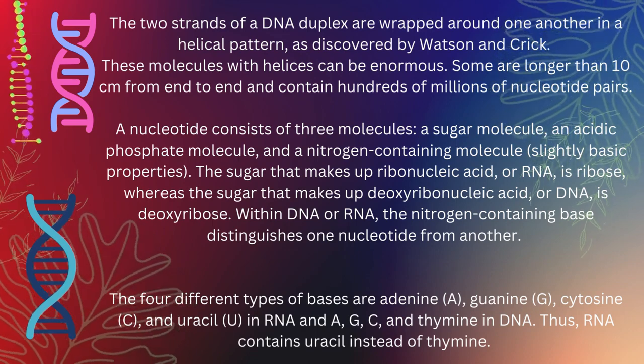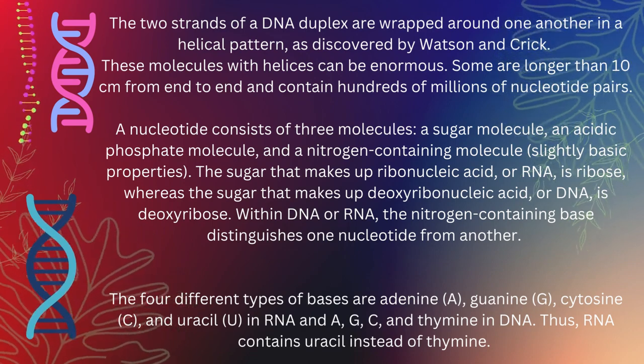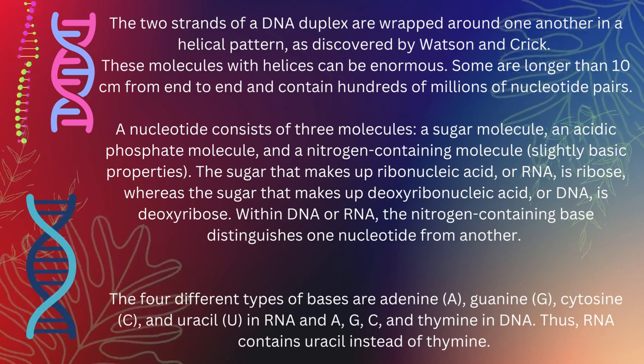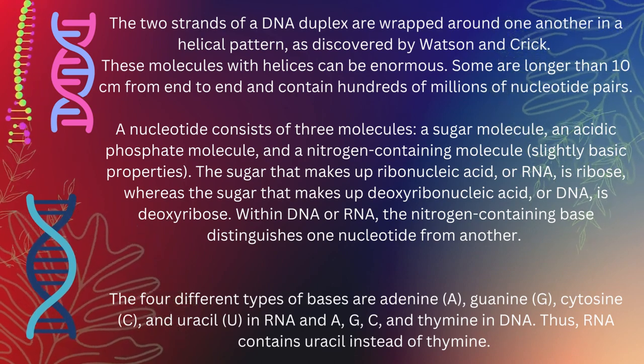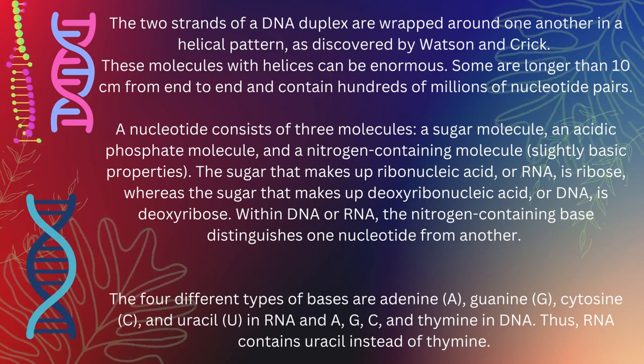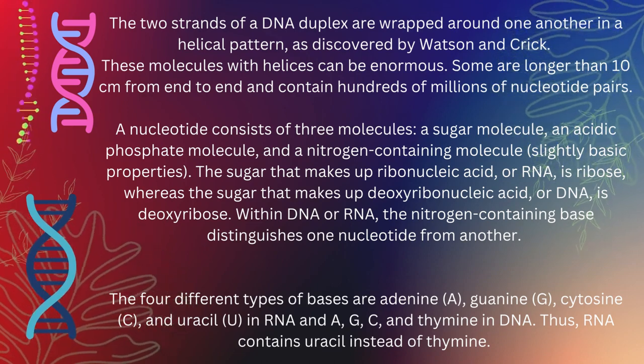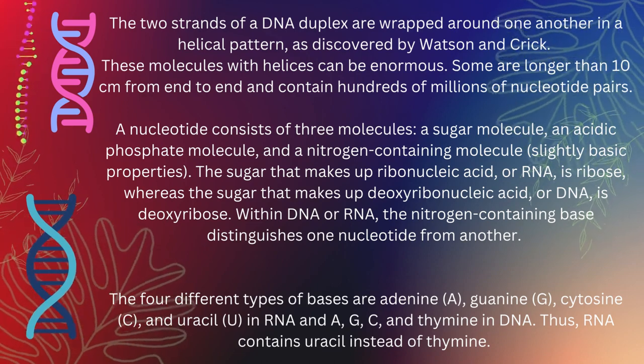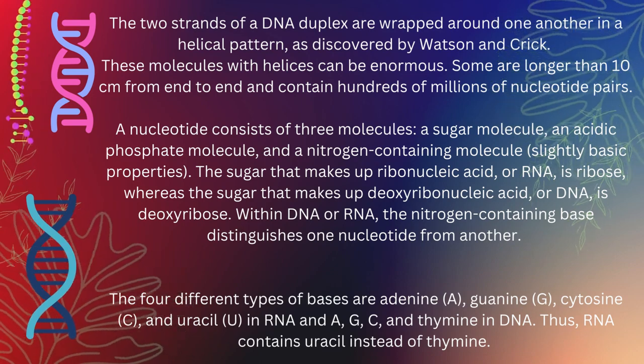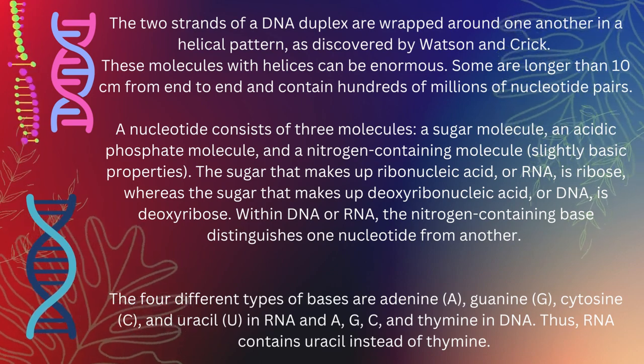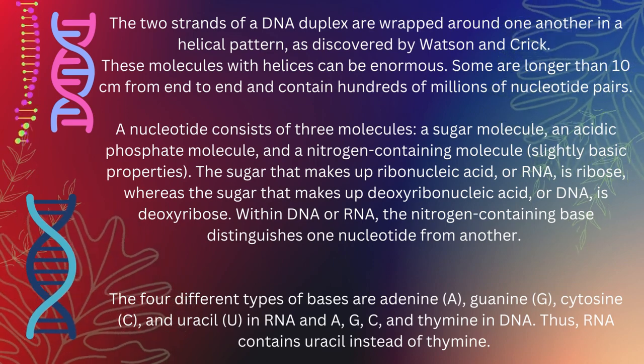Within DNA or RNA, the nitrogen-containing base distinguishes one nucleotide from another. The four different types of bases are adenine, guanine, cytosine, and uracil. Uracil occurs in RNA, and adenine, guanine, cytosine, and thymine occur in DNA. Thus, RNA contains uracil instead of thymine.